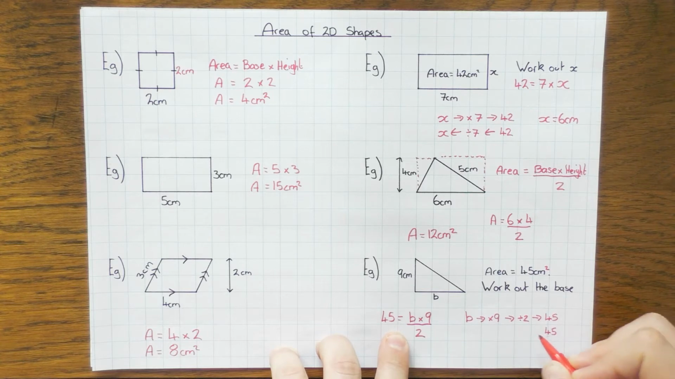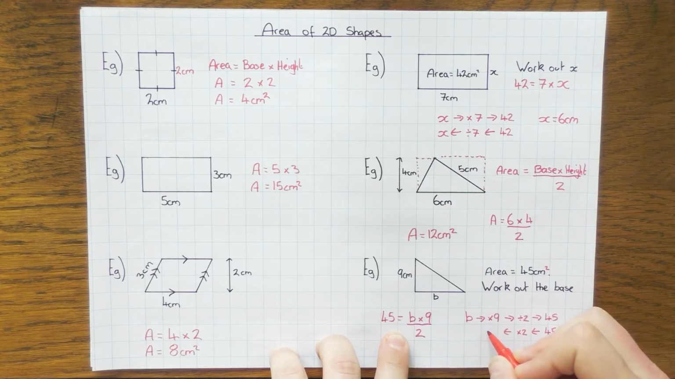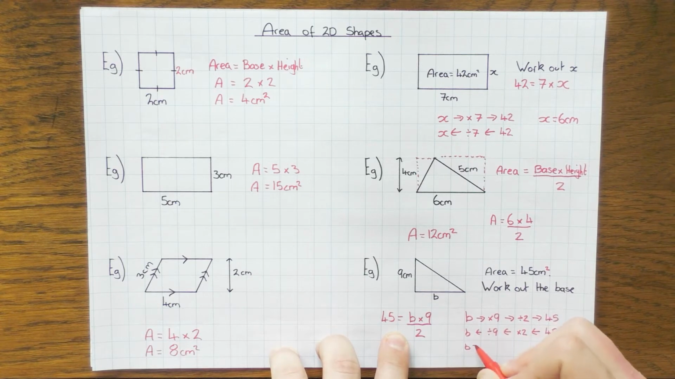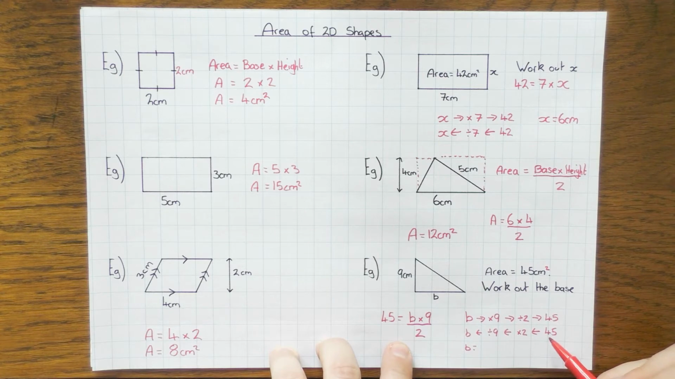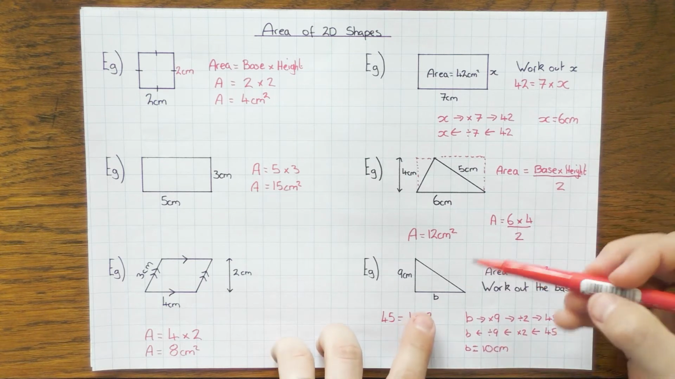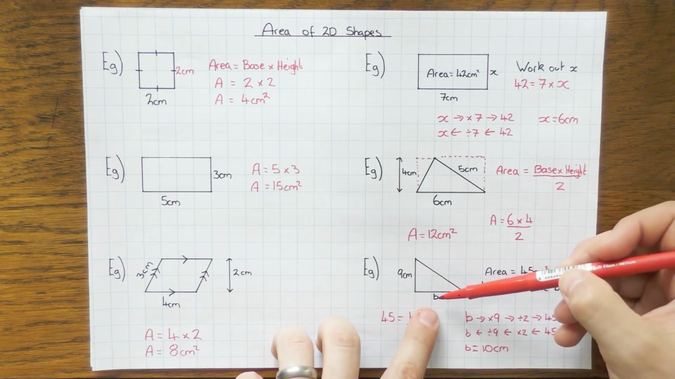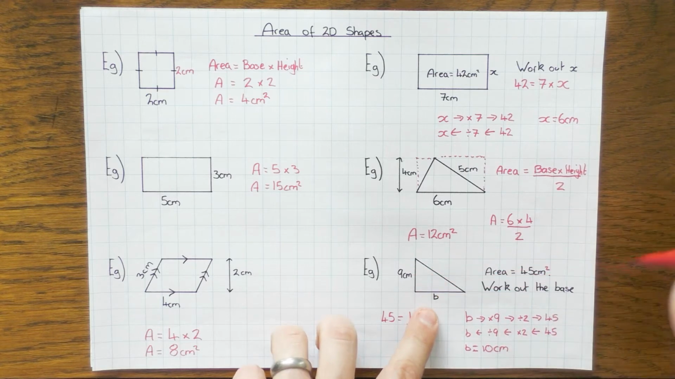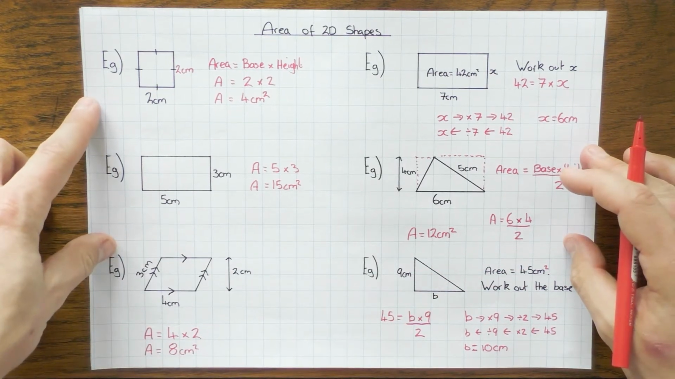So 45 times by 2, divided by 9. So 45 times by 2 is 90. Divide that by 9, we get 10 as the base, and obviously it's centimetres. So check it. Base times height, 10 times 9 is 90. Half it, 45. Yep, that works.